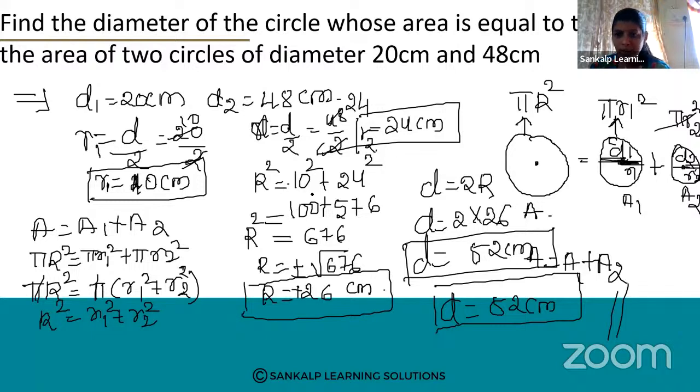So 10 square, that is 100, 24 square, that is 576. So 100 plus 576 is 676. Therefore, R square is equal to 676. R is equal to plus or minus square root of 676. R is 26. Therefore, D is equal to 2R. D is equal to 2 into 26. That is 52 centimeter. So this is the diameter of the circle.